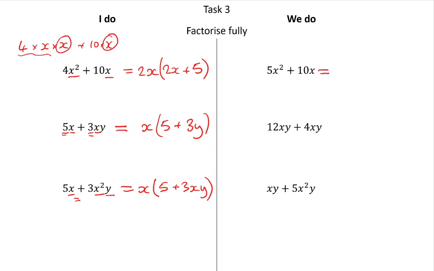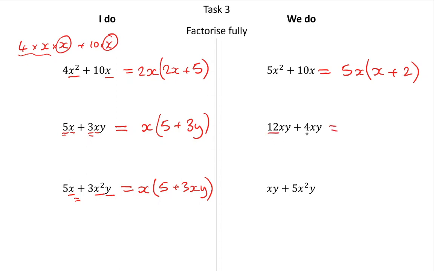Okay, hope you got on all right there. Let's have a look. Highest common factor of 5 and 10 is 5. And we've also got x as a factor on both sides. We still need one more x on this side to make 5x squared. And we still need to multiply that 5x by 2 to get to 10x.